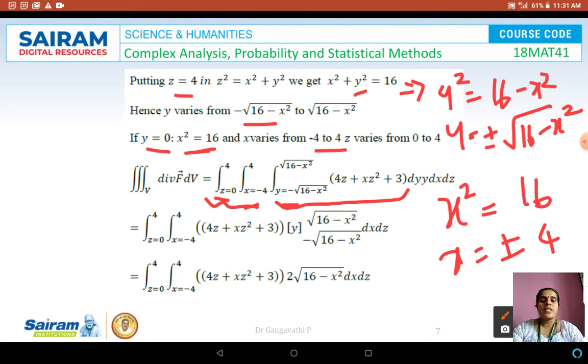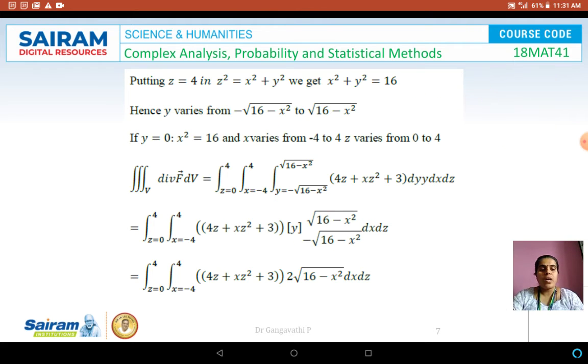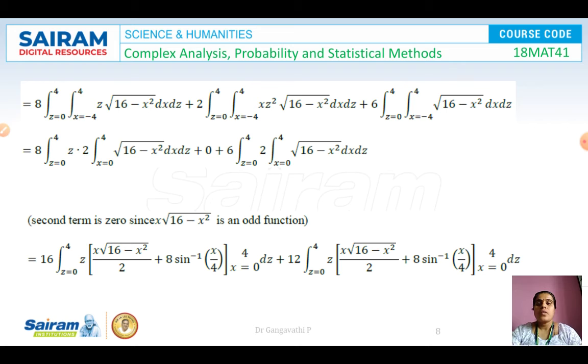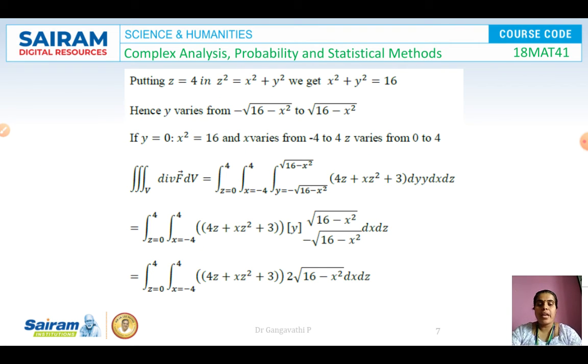So let us perform the integration now with respect to y. The factor 4z x square plus 3, the entire thing is constant, so keep it as it is. The integration of dy is y between the limits minus root of 16 minus x square to root of 16 minus x square, into dx dz. Now substituting the upper limit minus lower limit, we get 2 times root of 16 minus x square into dx dz.